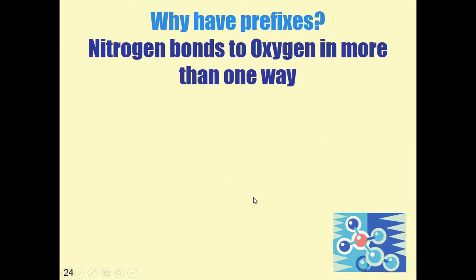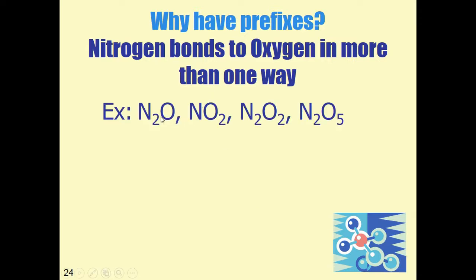So why do we need to have these prefixes? Well, for instance, nitrogen can bond with oxygen in more than one way. So if we're talking about these different molecules where nitrogen and oxygen are bonded together, we need to be able to distinguish between them. So for instance, nitrogen can bond with oxygen where you have two nitrogens and one oxygen. Dinitrogen monoxide. This is laughing gas. This is what you get at the dentist.